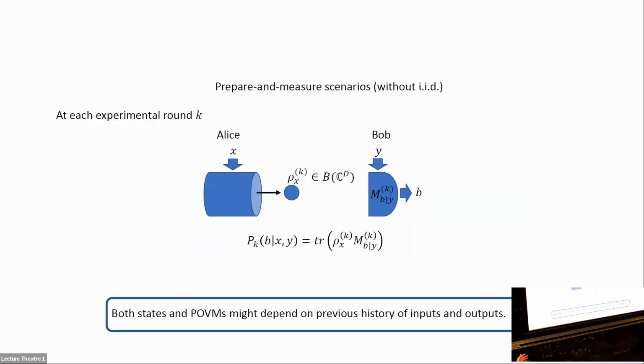Now, the scenario that I described before was only in the one round regime, right? If you go to multiple rounds, my assumption is that whenever Alice inputs X in any given round K, she will produce some state that will depend on the round, but also on the previous history of inputs and outputs. And the same with Bob, right? Whenever he inputs Y, he will conduct, in principle, a different POVM that will depend on K. I should have put some dependence on some other variables. Imagine that they are there, right?